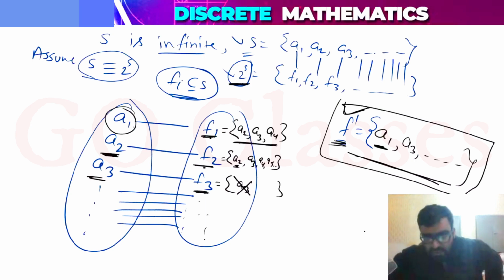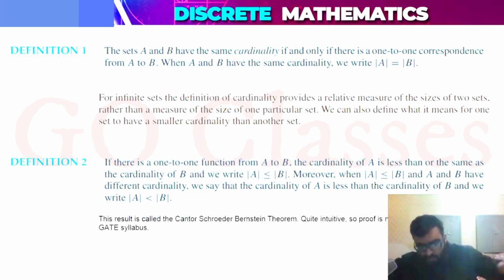Anyone has any doubt in this proof? Let me know. This is very similar to the previous proofs that we have seen. We are basically creating an element which is not present here. Anyone has any doubt in this? Let me know. And hence this proves that we do not have one-to-one correspondence between set S and 2 power S. So if you have any set S, then this S has strictly less cardinality than its own power set.